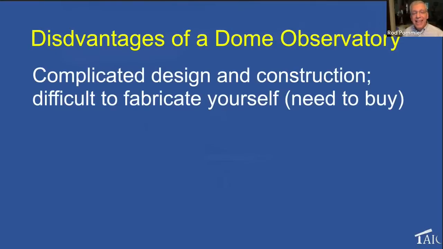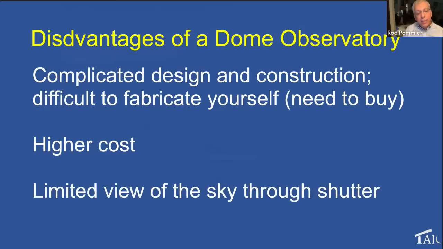It's a complicated design and a complicated construction. It would be difficult for someone to fabricate the curved parts that are needed to build a dome by yourself. So you're likely going to need to buy a dome if you're going to have one. And that means it's going to come with a higher cost. You're going to have a limited view of the sky through that shutter. You're not going to be able to do multiple imaging setups to the same degree that you could with a roll-off roof observatory.